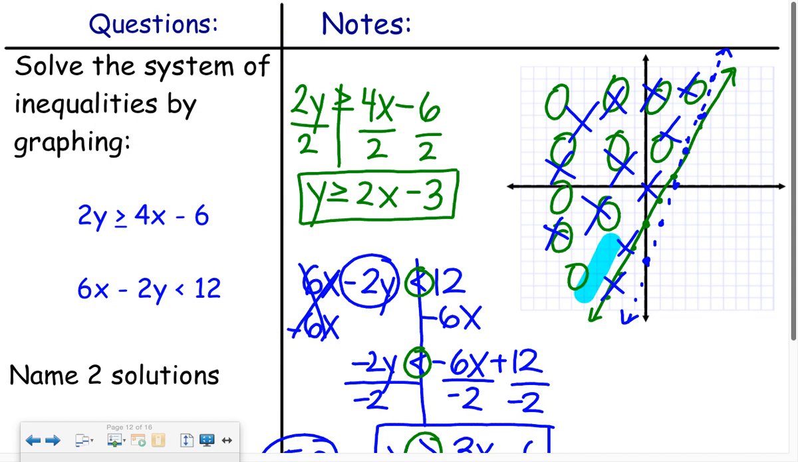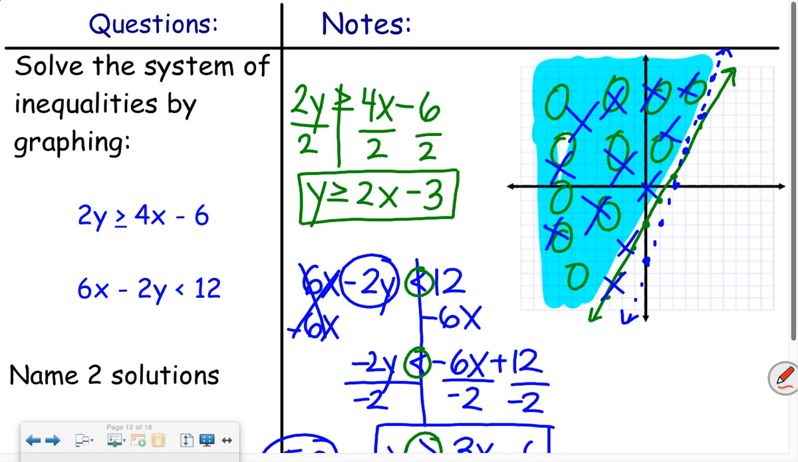It's everything in this area. So we kind of have a couple little areas, like this area right here is just being shaded from the blue line, and then this area up here is just being shaded from the green line. So that was a little tricky. Okay, 2 solutions. I'm gonna name some easy ones on this one. 0, 0, and we'll do 1, 1.